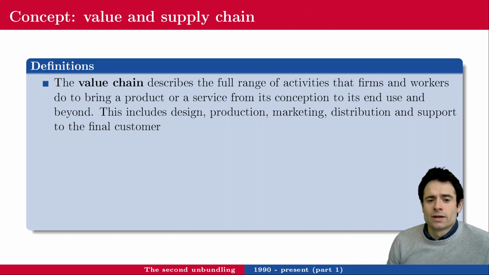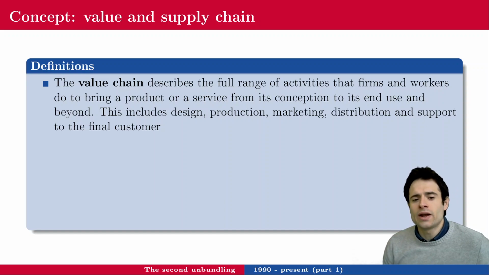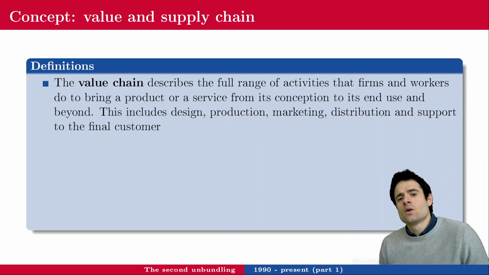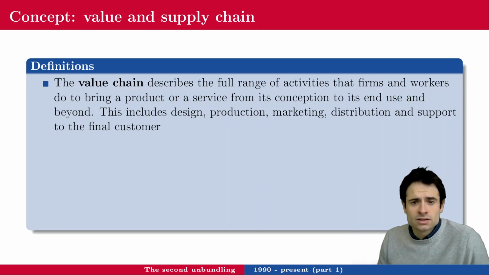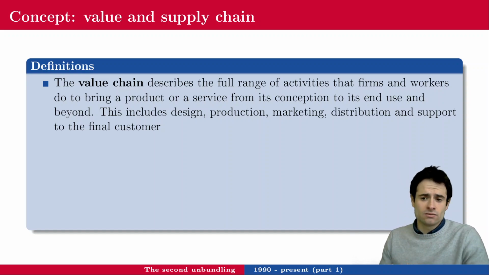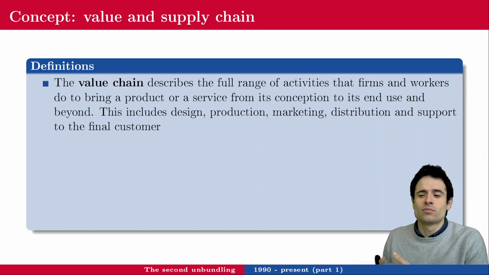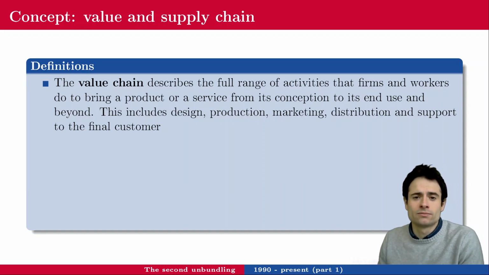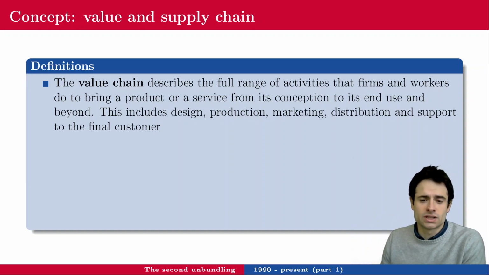First of all, let's talk about the value chain. This is the full range of activities that firms and workers do to bring a product or service from its conception to its end use and beyond. So it goes from the very beginning, the idea, the design, then onto the production, and in between getting all the necessary materials to produce the goods. Then the marketing, that's going to be related to how do we want to sell it. Then the distribution, which is related to who do we want to sell it to, pretty much. And support to the final customer. You know, typically on the website there is the contact us, help, things like that, and customer service.